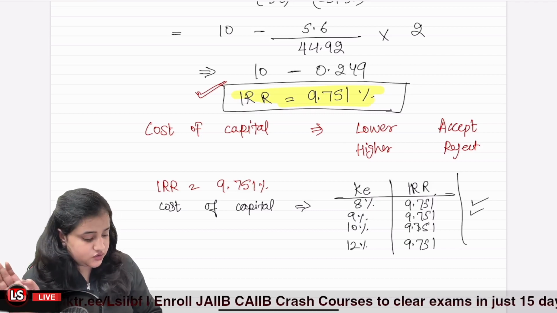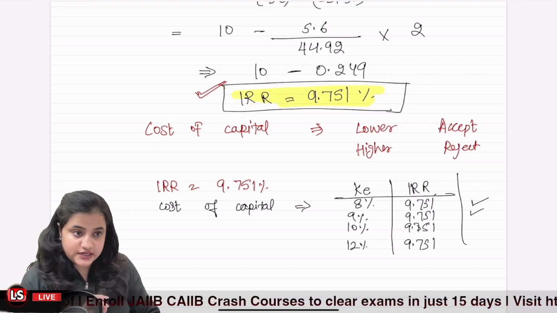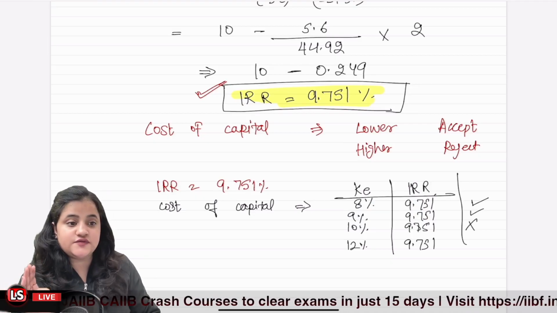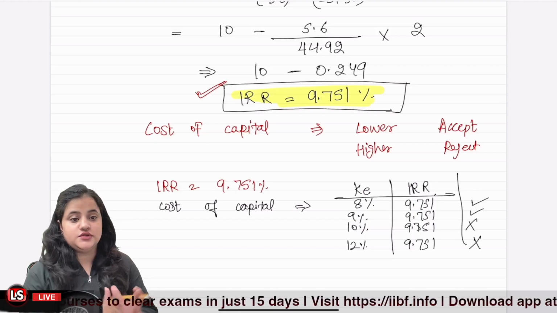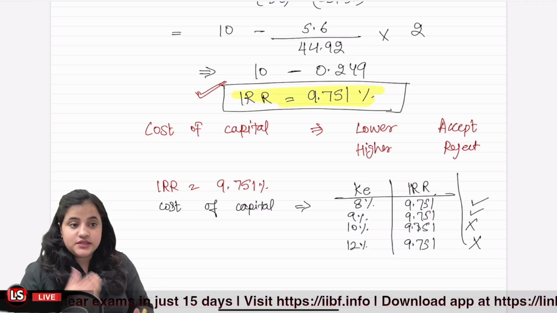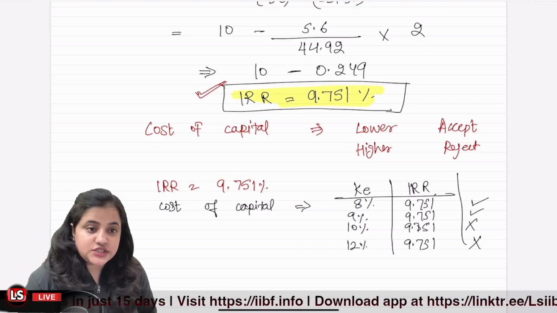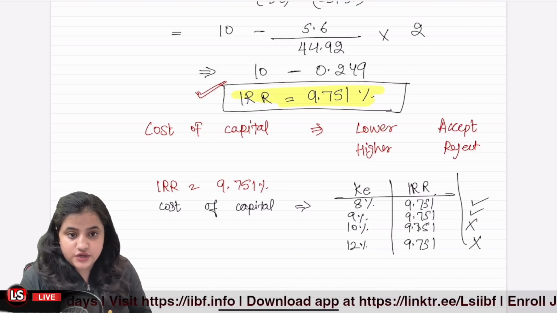Case 3. Cost is higher, IRR is lower. We reject the project. And case 4. Cost is higher, IRR is lower. We again reject the project. So this is how we make investment decisions with the help of internal rate of return.